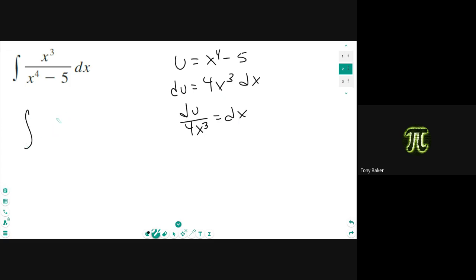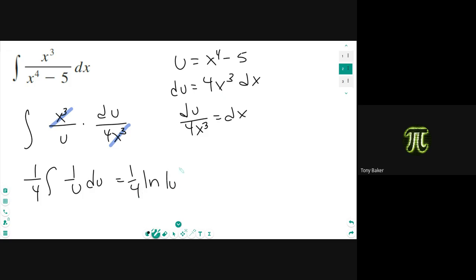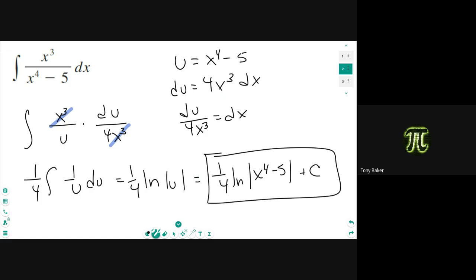So the integral of x to the third over u, du over 4x to the third. Those will cancel out. I can pull my coefficient outside, and I have 1 over u du. So what's the integral of 1 over u? ln. So that's 1/4 ln of u, which is 1/4 ln of x to the fourth minus 5 plus c. I did forget the plus c in the last one.